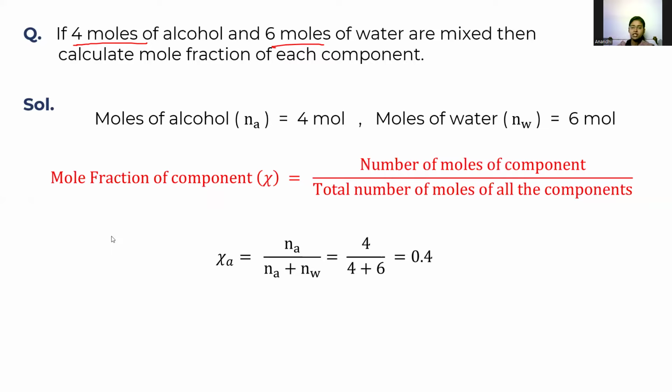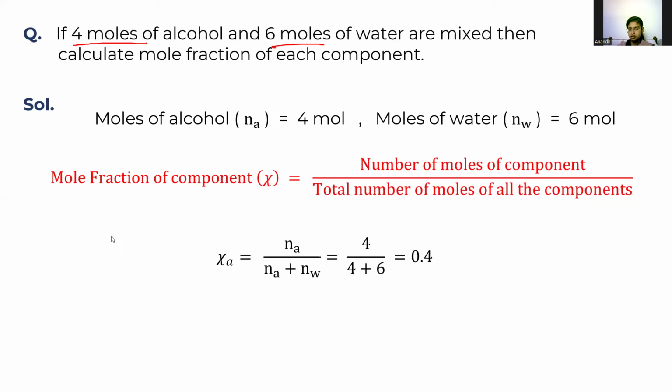So can you tell me the mole fraction for water? What is XW? For water, it will be 6 by 10, so it will be 0.6. Yeah. Just to avoid this type of mistakes, what you can do, I gave you that formula, right? Sum of the mole fractions, XA plus XB will be equal to 1. So you have got the value of XA.